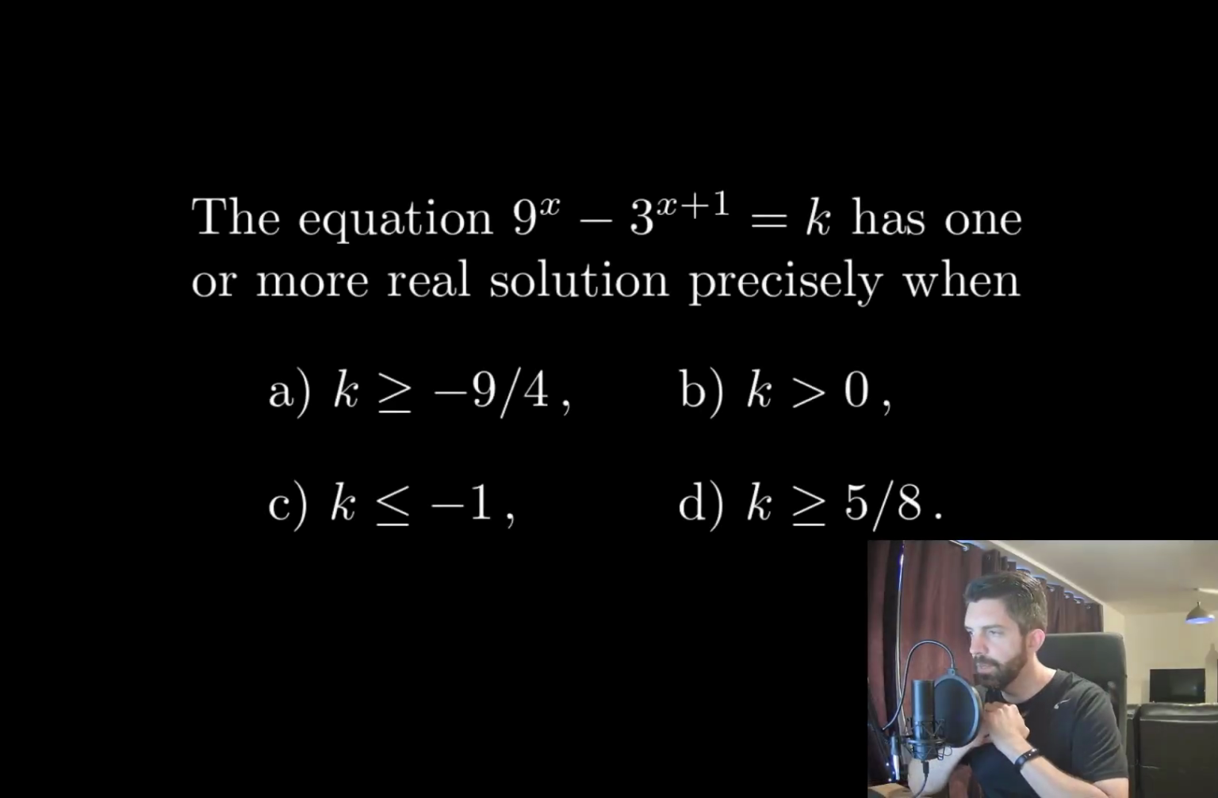The equation 9 to the x minus 3 to the x plus 1 equals k has one or more real solutions precisely when k is greater than or equal to negative 9 over 4, k is greater than 0, k is less than or equal to negative 1, or k is greater than or equal to 5 over 8. Interesting.